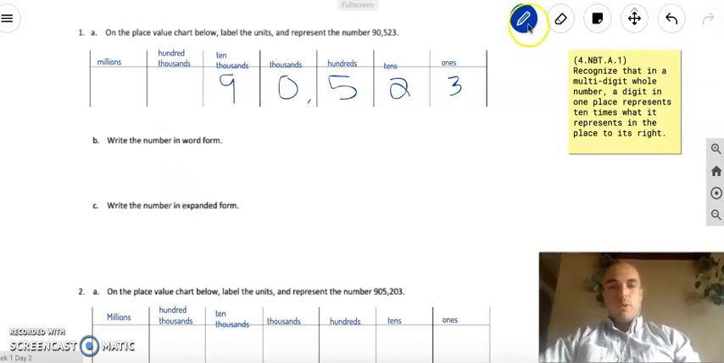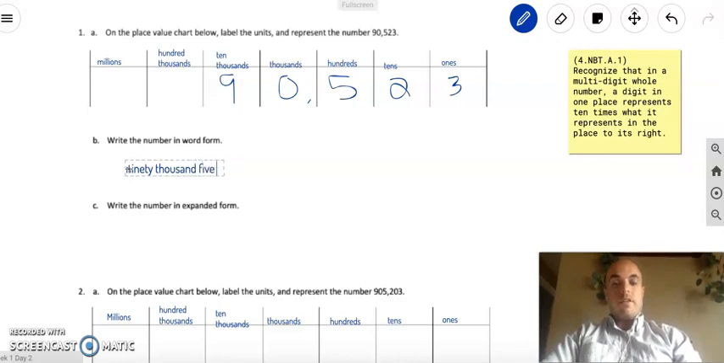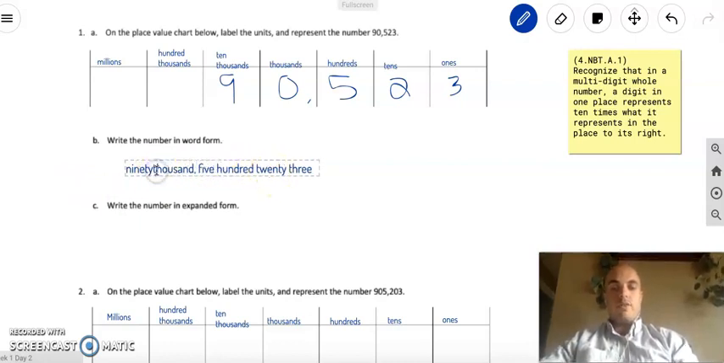So write the number in word form. Let's make this nice and big. I have 90,000 523. So I have 90,523.